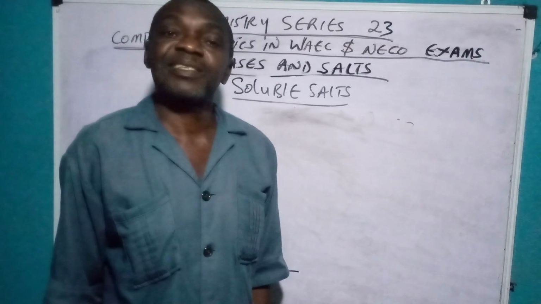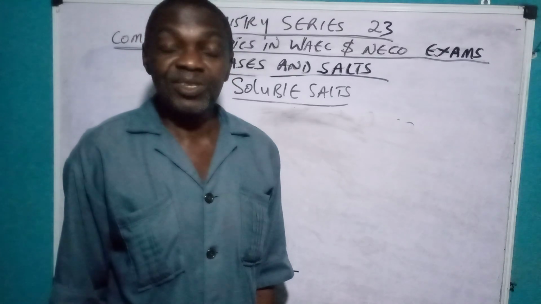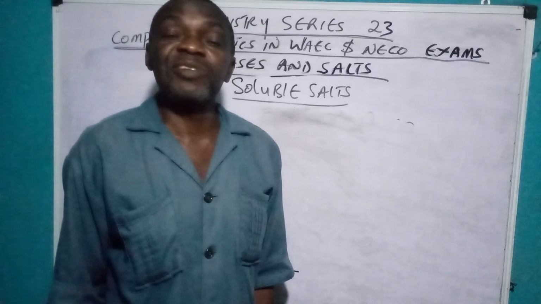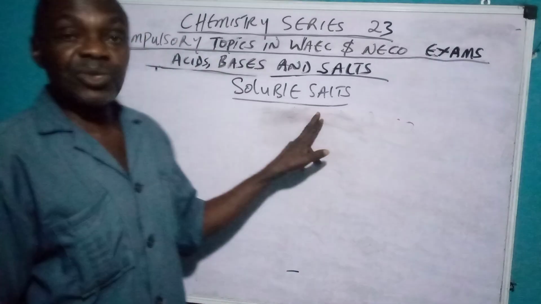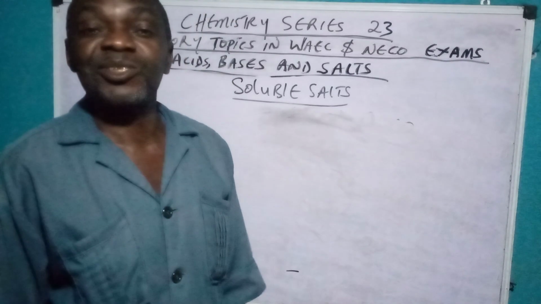Last time we talked about acids, bases, and salts. We also talked about neutralization in terms of definition and little examples. Today, we'll be having a look at soluble salts. Now, what are soluble salts? Soluble salts, by definition, are simply salts that can dissolve in water.